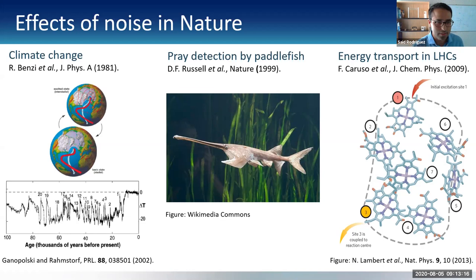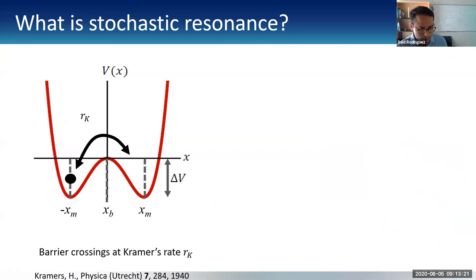All right, so I'm going to try to give you a simple picture by which we can understand this apparently counterintuitive physics of stochastic resonance. So I'm going to appeal to a very famous problem in statistical mechanics, which is that of a Brownian particle in a double well potential. And it's actually a very important model in the context of chemistry as well. It is widely used to understand chemical reactions.